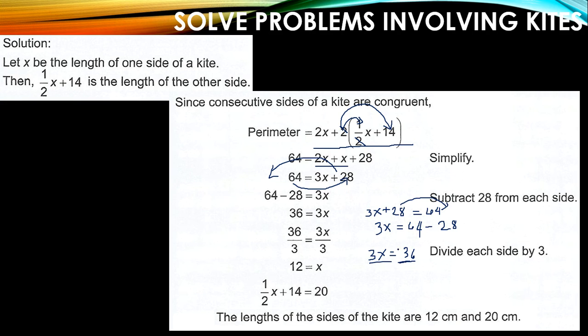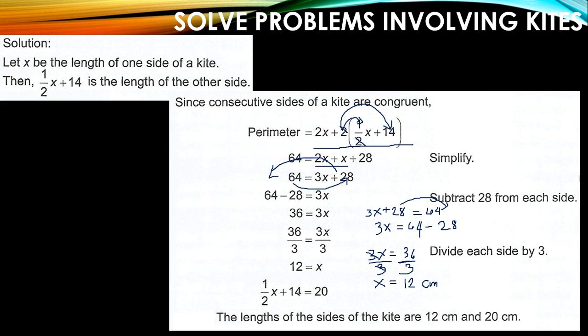So let's go back. What remains is 3x equals 36, from 64 minus 28. Then divide both sides by 3, because we are looking for x. So x equals 36 divided by 3, that is 12. So 12 represents the length of one side of the kite. Therefore x equals 12 centimeters.